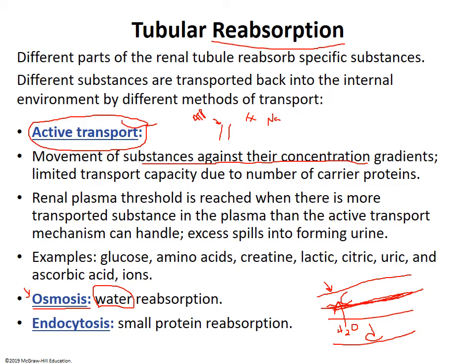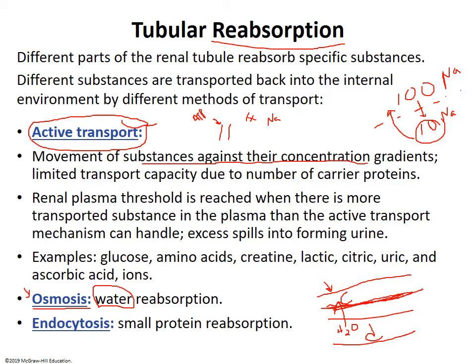So if I have 100 things of sodium on this side and only 10 over here, in diffusion, what would happen is these would cross the line, whatever this little line is, and it would even out. But in active transport, it's saying, all right, I still need to get rid of some of these, so I'm pushing it against the concentration gradient. So that's what's going on there.